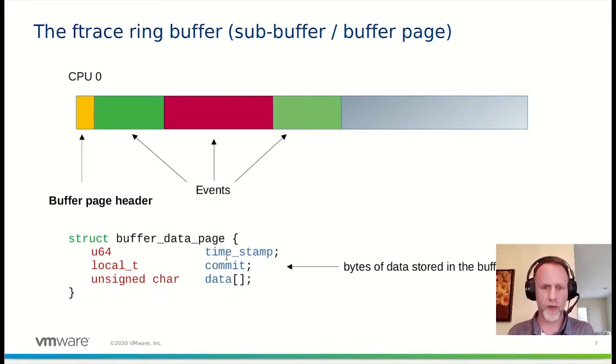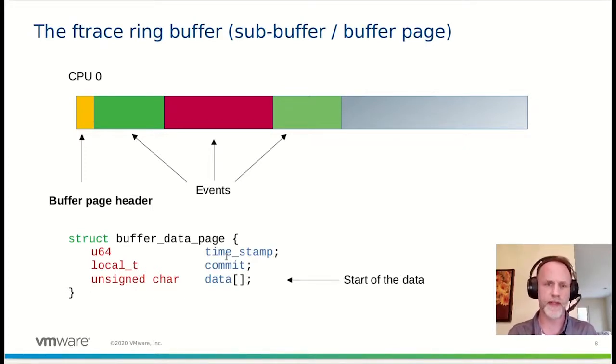The next part of the buffer is the commit, which is the size of how much data is on that buffer. The commit value in the buffer page tells you how much data has been loaded on that sub-buffer, because it might not be full. It could just be a few events on it when it's transferred off. So that tells you how many events. Basically, it's the index of the last event on the buffer, the end of the last event on the buffer. It shows you all the data that's on that buffer. And the data is where those events exist.